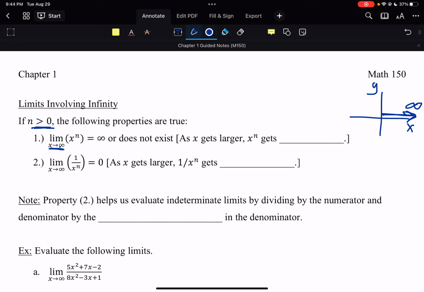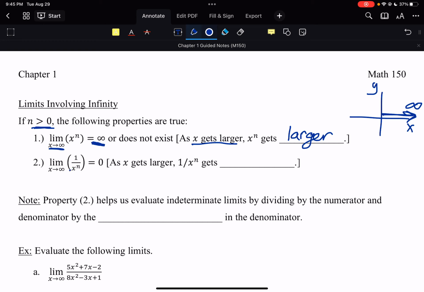If x is approaching infinity, then x to the n power also goes to infinity, assuming that n is positive. So if I have a value that's getting infinitely big and I'm raising it to a positive power, the result is also getting infinitely big. In other words, as x gets larger, x to the n gets larger as well.